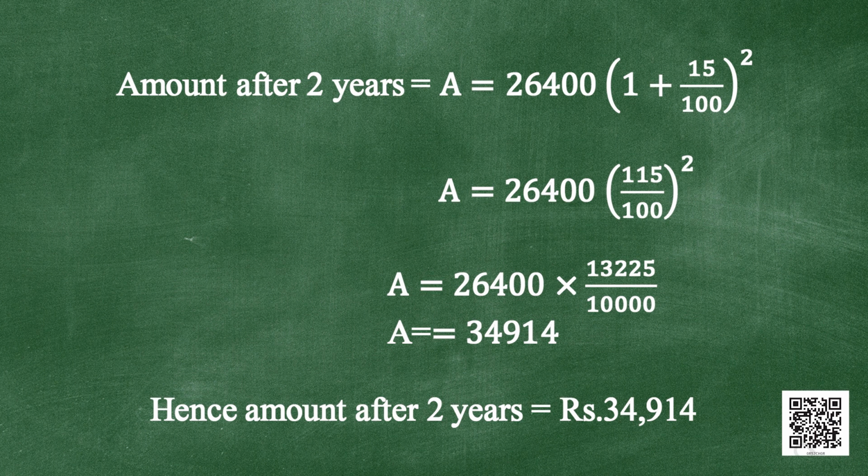So, upon simplifying this, we get A is equal to 34,914. Hence, amount after 2 years is rupees 34,914. Students, now let's try to find the simple interest for the remaining 4 months, that is nothing but 1/3 years with the above amount as a principal. Make a note that your time period must always be in years.